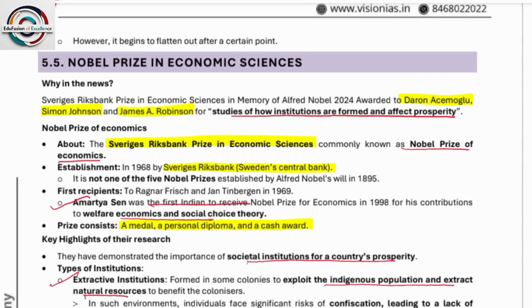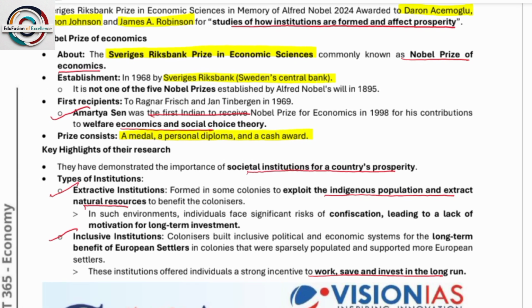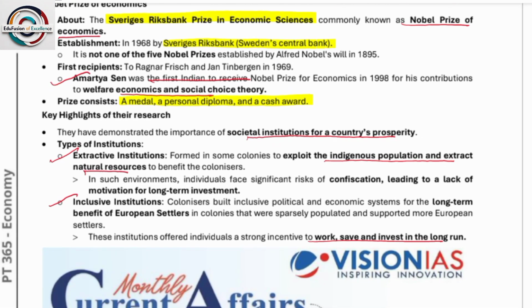Next, the Nobel Prize in Economics. It was awarded to Daron Acemoglu, Simon Johnson, and James A. Robinson for their study on how institutions are formed and affect prosperity. The first Indian recipient was Amartya Sen. So what is the prize? The prize consists of a medal, a personal diploma, and a cash award.